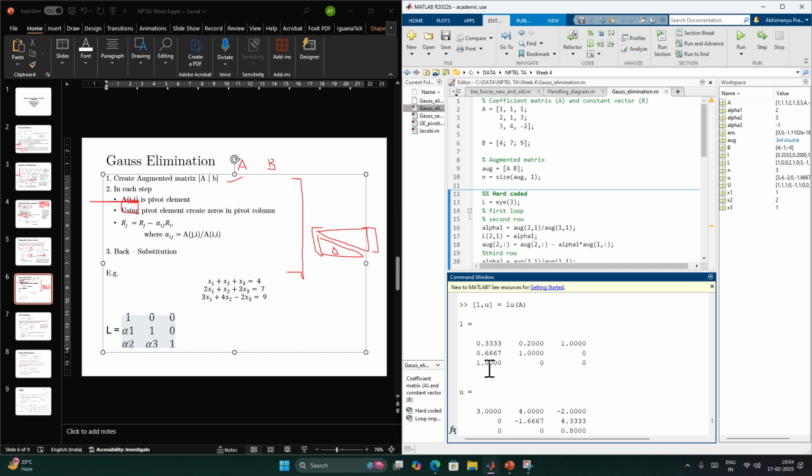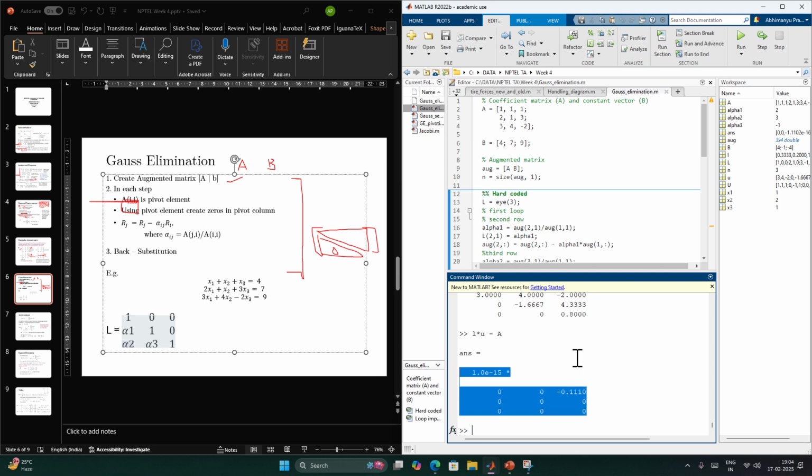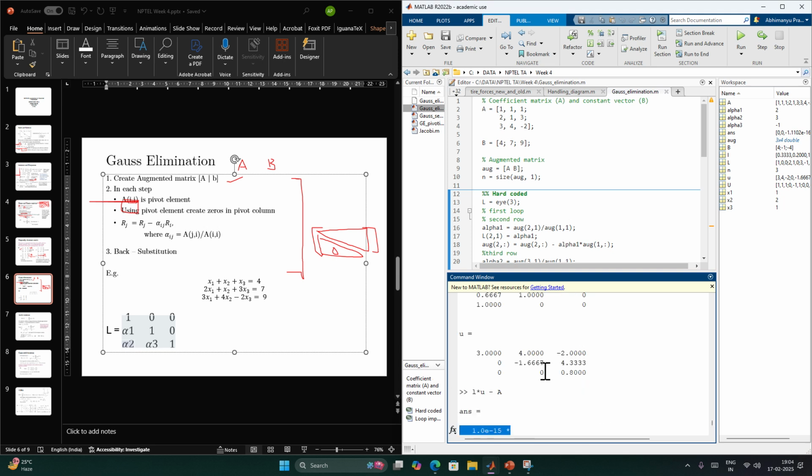But this decomposition is not the same as what we are getting using Gauss elimination. So MATLAB might be using some different algorithm to calculate this LU decomposition, which is not similar to what we are doing, which is Gauss elimination. Okay, but this is still a valid representation of the A matrix, right?